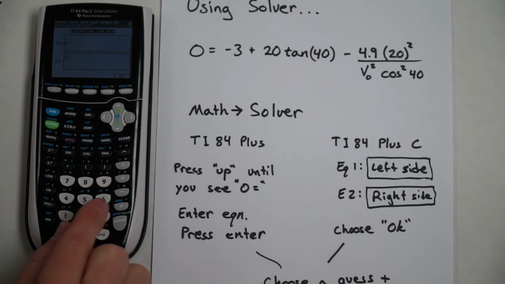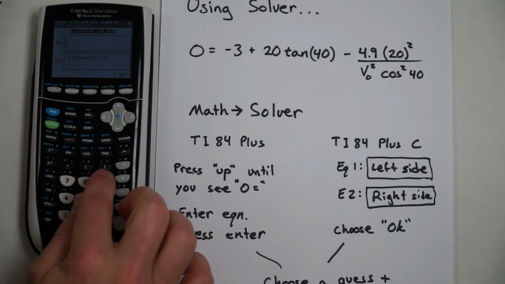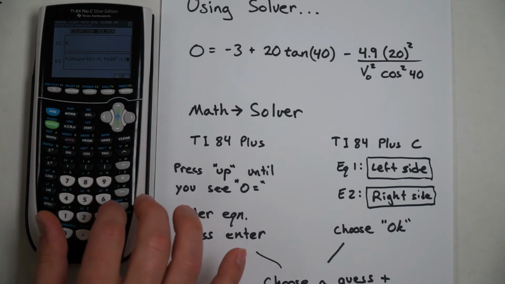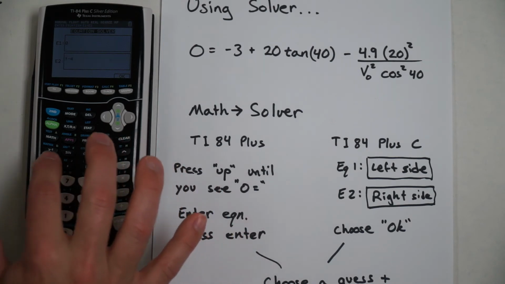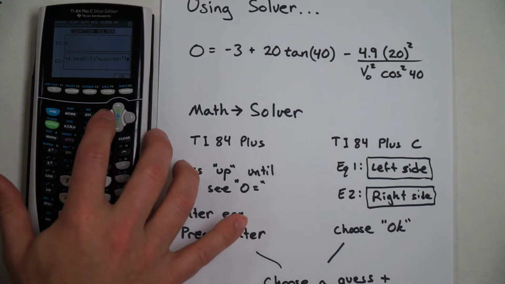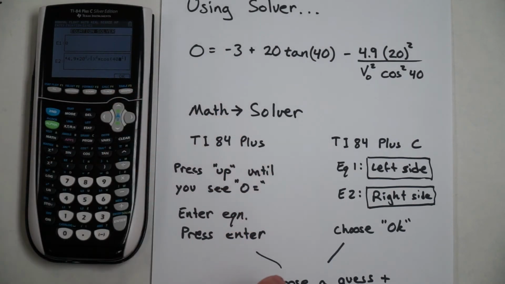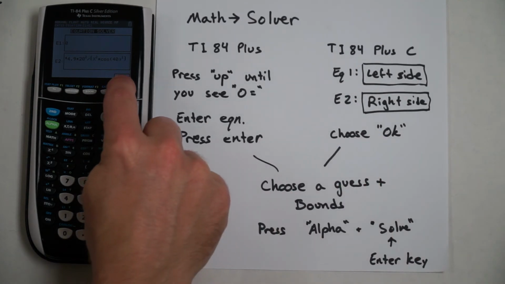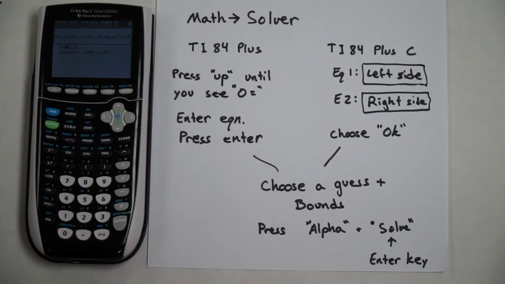All right, so let's type in that equation again. Negative 3 plus 20 tan 40 minus 4.9 times 20 squared divided by, and we'll do x this time, x squared times the cosine of 40 squared. Make sure we typed all that in right. Make sure I'm in degree mode up there at the top. And now here, we're going to be pressing OK. OK is right above the graph button, so really we just push the graph button. Now, X has been stored as 45.5.